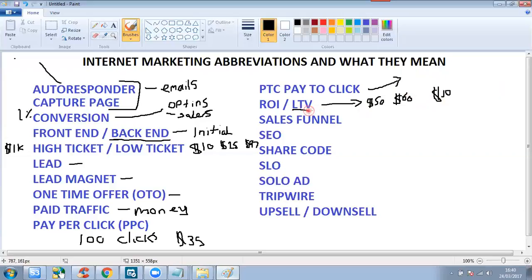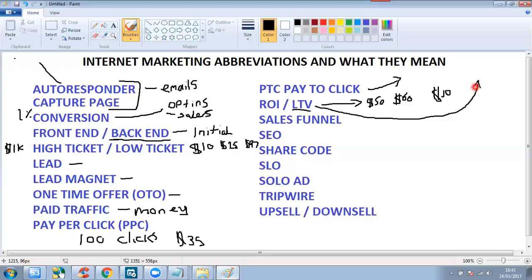LTV, this is one of the most important aspects when you're growing an online business, especially when you're using paid advertising. The easiest way to explain it is that LTV means lifetime value of the customer. If you get a customer, what is their lifetime value?